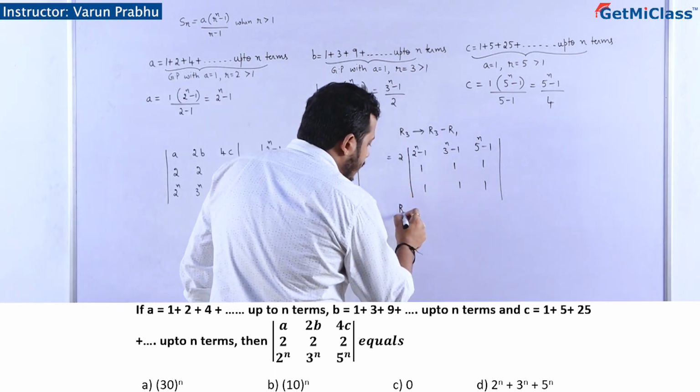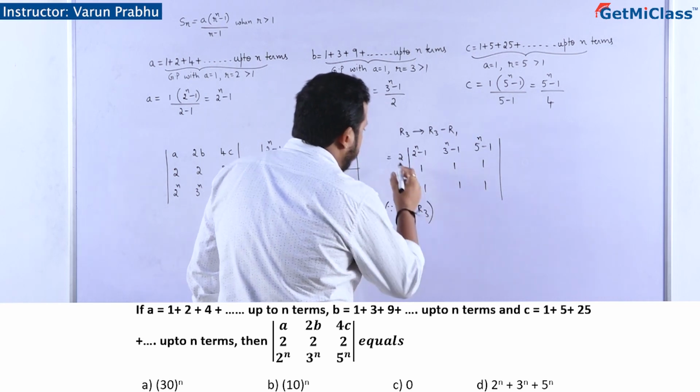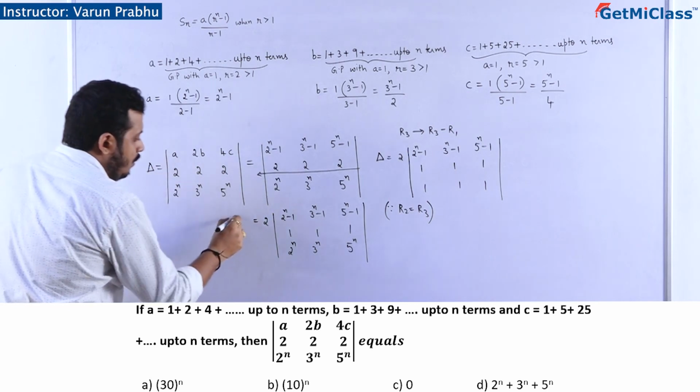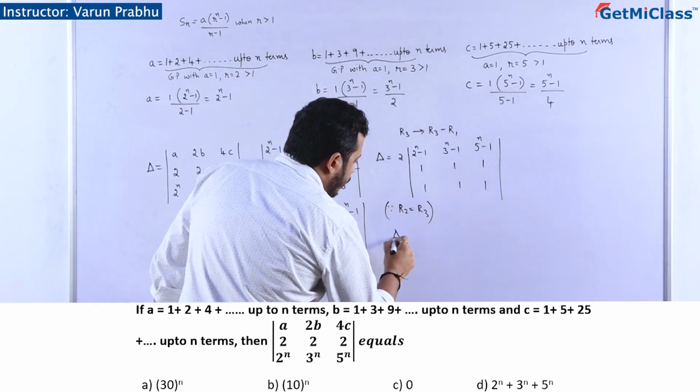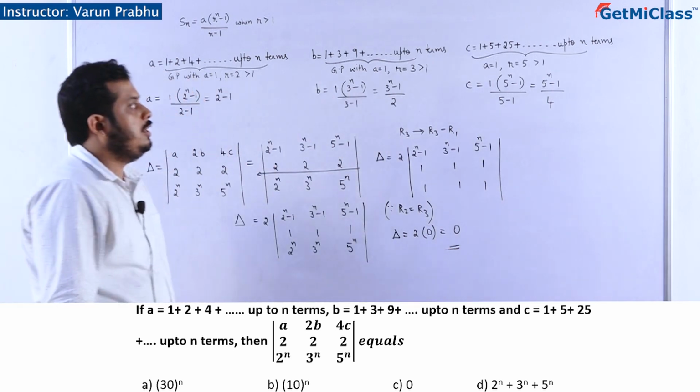You can clearly see here R2 is equal to R3. Since R2 is equal to R3, we'll call the value of this particular determinant delta. Is it okay? The value of delta will be equal to 2 into 0. So the answer to the question will be equal to 0.